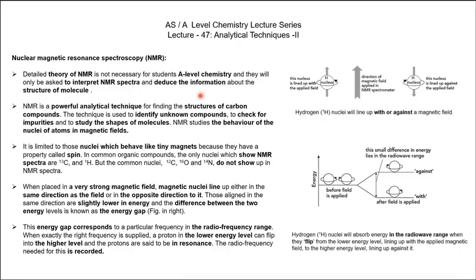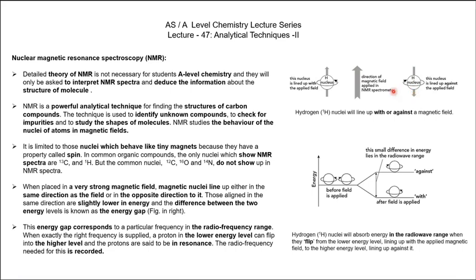NMR studies the behavior of the nuclei of atoms in a magnetic field. Now I will explain this. We know that there are spins of different orientation in a nucleus. Let us take a proton nucleus. We could have a spin like this, and a spin like this. If we apply a magnetic field, one spin of the nucleus lines up with the magnetic field, and the other is against the magnetic field.